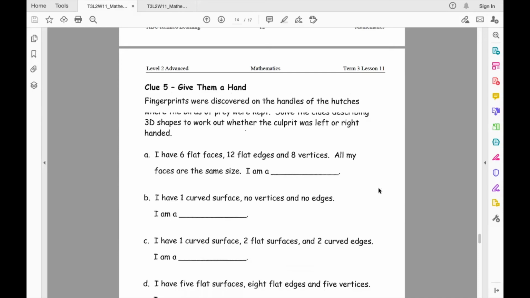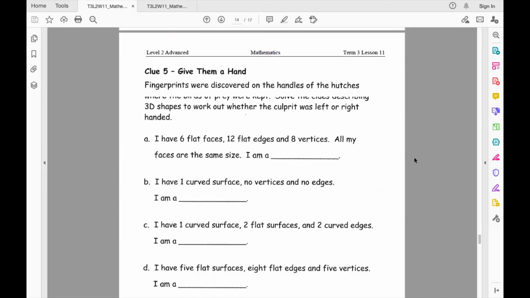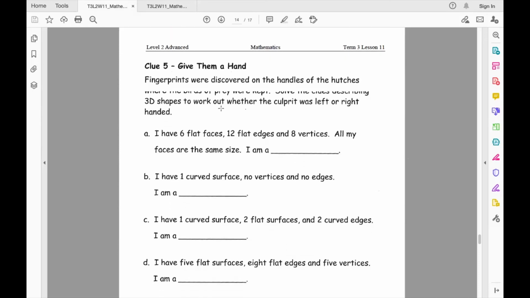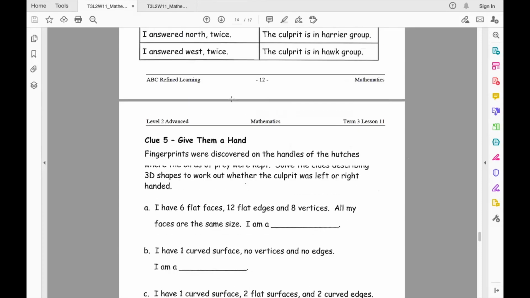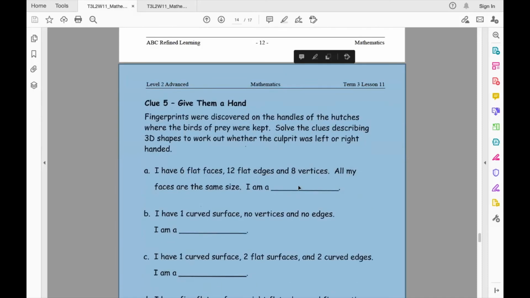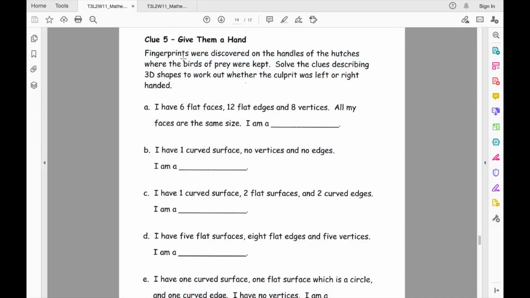Now, clue 5, I believe this is the last clue, the final clue. So clue 5, give them a hand. So fingerprints, whoops, it's not loading, there it is. Fingerprints were discovered on the handles of the hutches where the birds of prey were kept. Solve the clues describing 3D shapes to work out whether the culprit was left or right-handed.